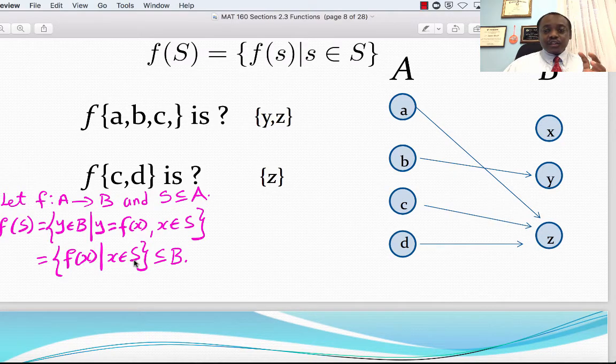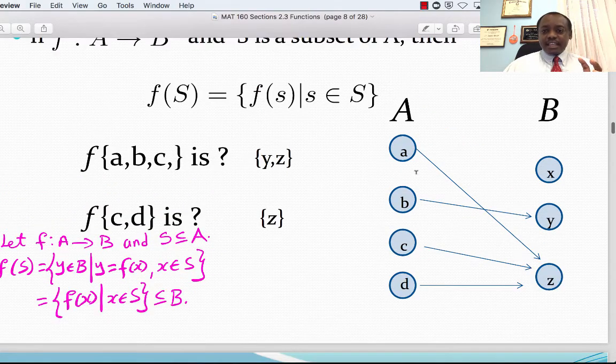So for example, if S is the set {a, b, c}, then {a, b, c} is a subset of A. And f of S would simply be the set of all f of x such that x is from S, and that would be {a, b, c} mapped to y and z, so that would be just {y, z}. You can do the same if S were the set {c, d}, and so on and so forth.